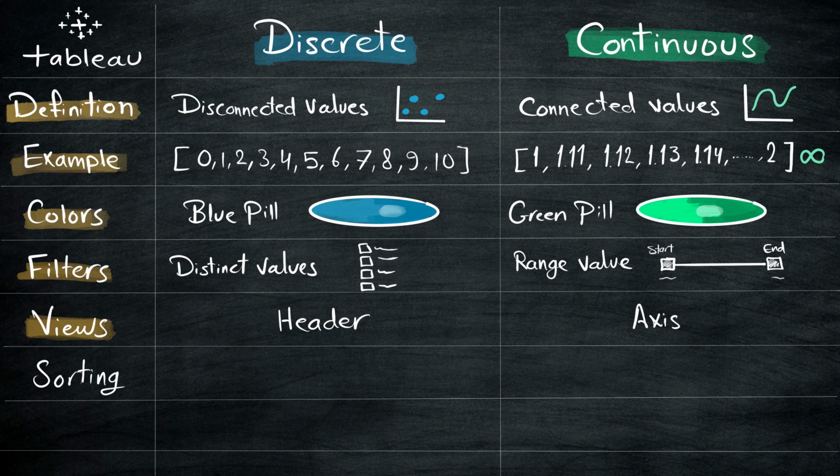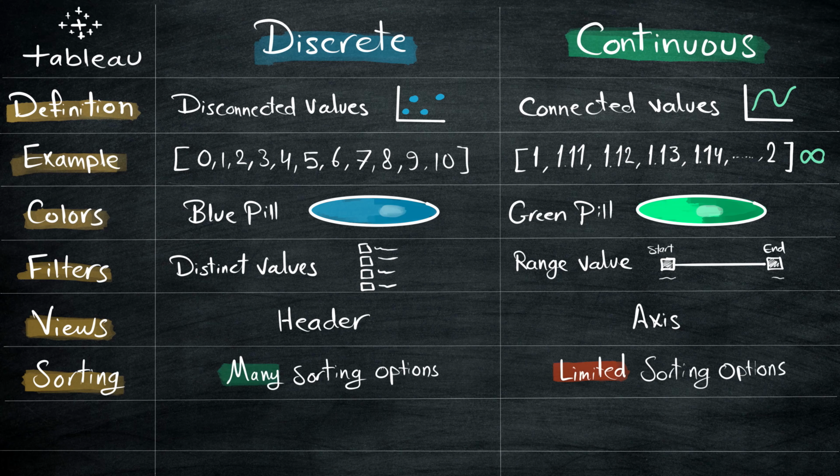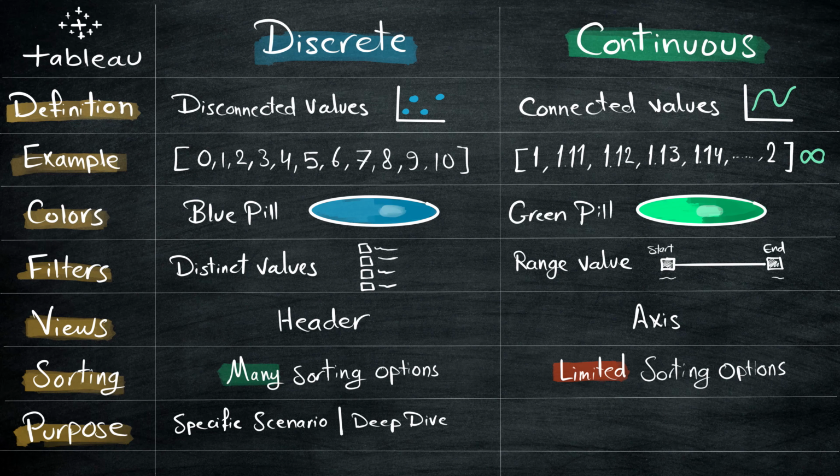Then we have sorting. You can use discrete fields to sort your data using different options, but if you sort your data using continuous fields, you're gonna have very limited options. We have only ascending or descending. And finally, we're gonna talk about the purposes. The main purpose of the discrete is to analyze a specific scenario, like you are doing a deep dive analysis in a specific issue. But the main purpose of the continuous is to understand the big picture from the data in order to do, for example, trend analysis over your data. So these are the main differences between discrete and continuous fields.